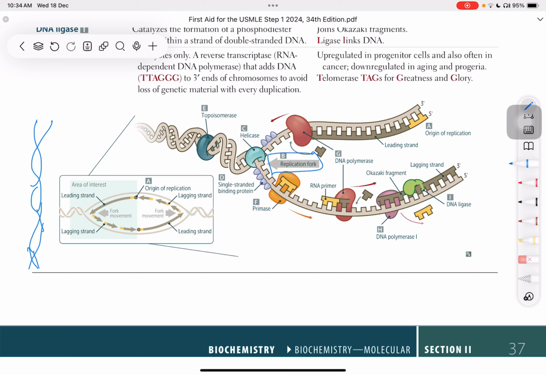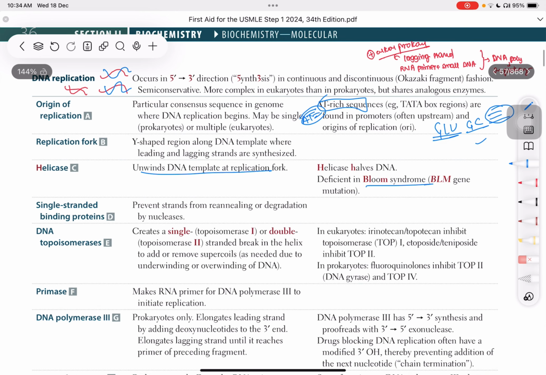Even though they have got unwinded, they are in very close proximity to each other. So to stabilize this unwinding, we give single stranded binding proteins. The single stranded binding proteins will prevent re-annealing of the strands.